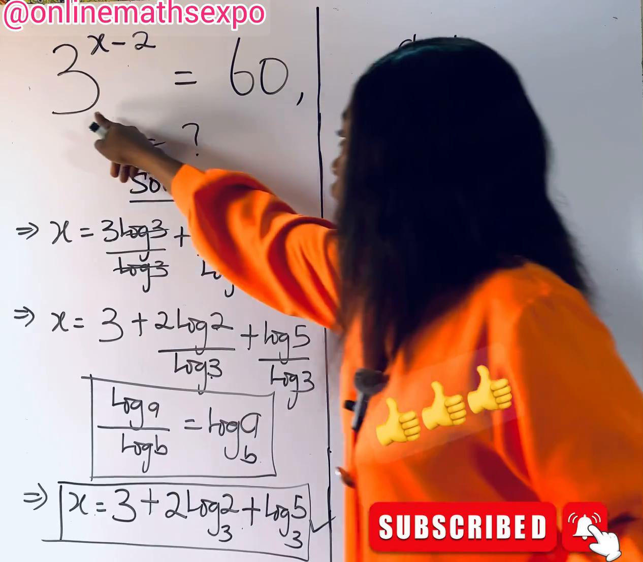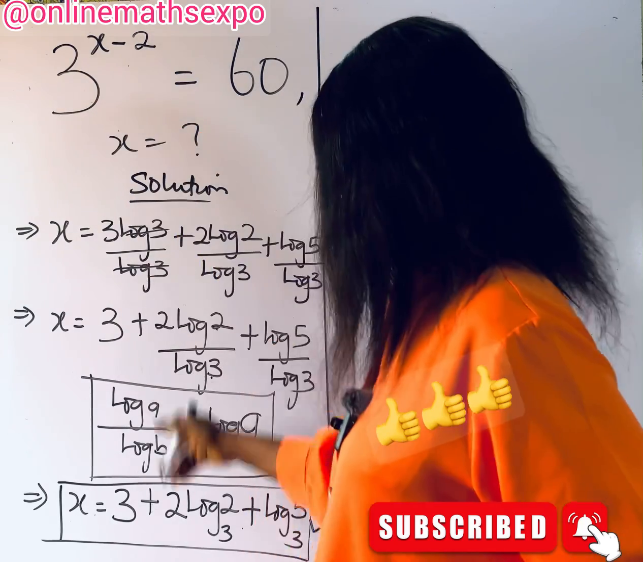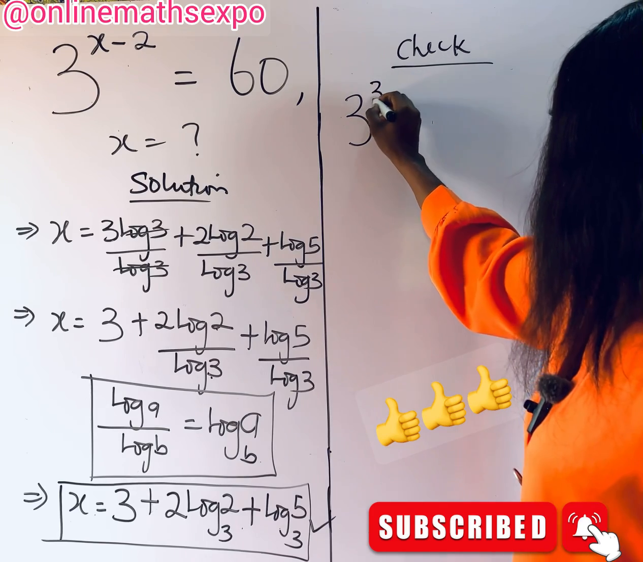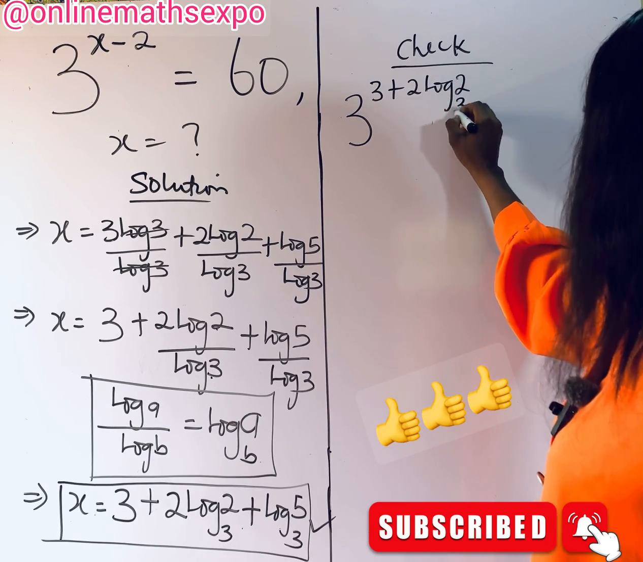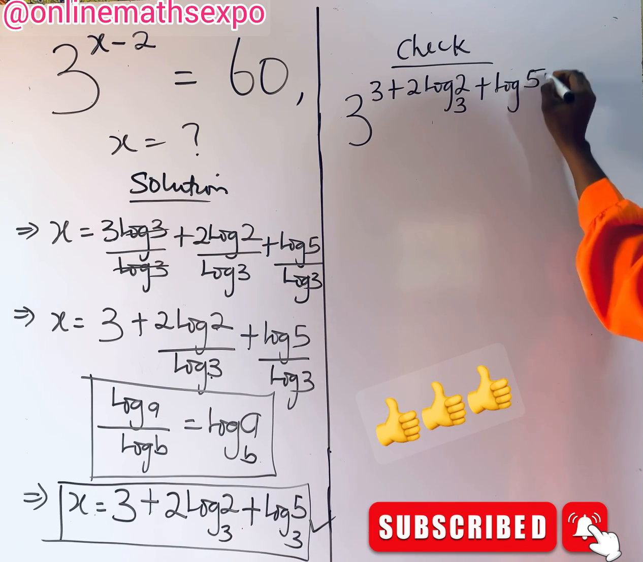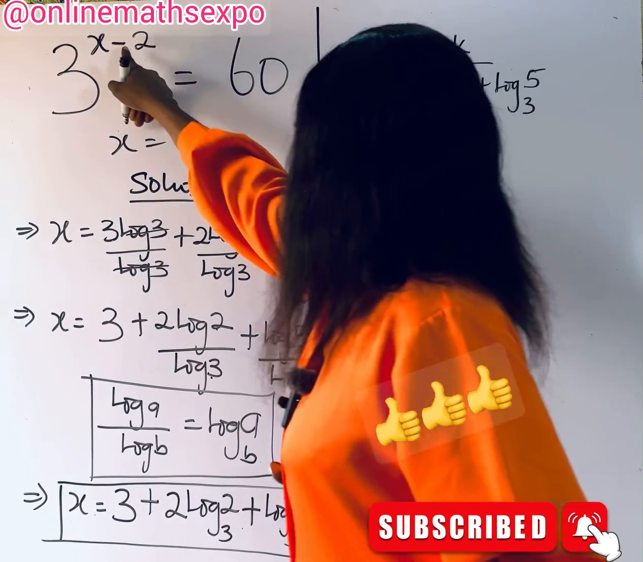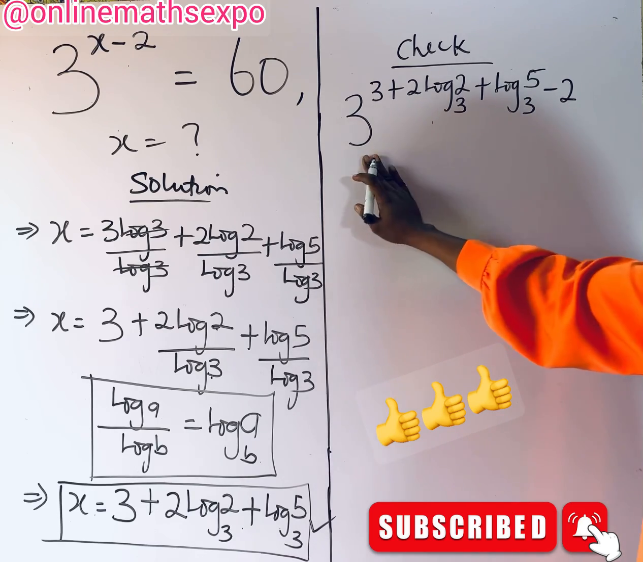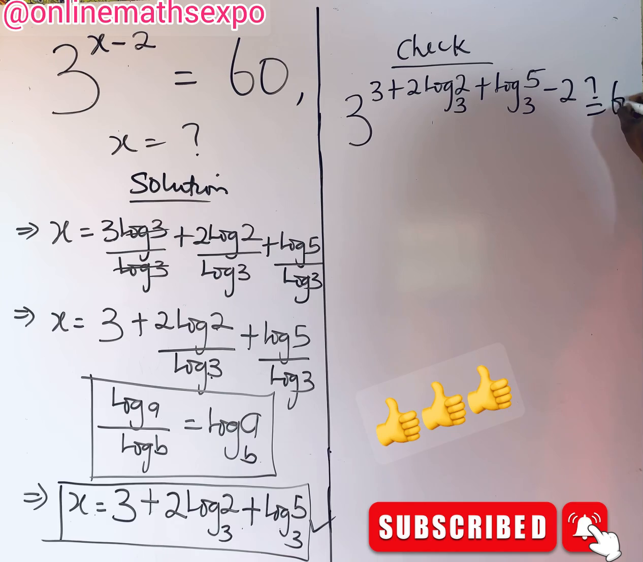Now this is what we have. So we have 3. Our x is the whole of this. So we're going to replace it. So we have 3 plus 2 of log of 2 base 3, then plus log of 5 base 3. All these are value for x, then minus 2. I hope you're with me. We want to know if this answer will be equal to 60. Now let's do it together.